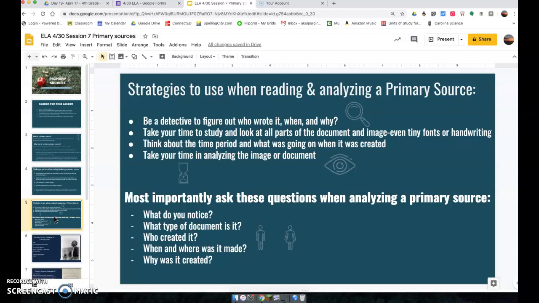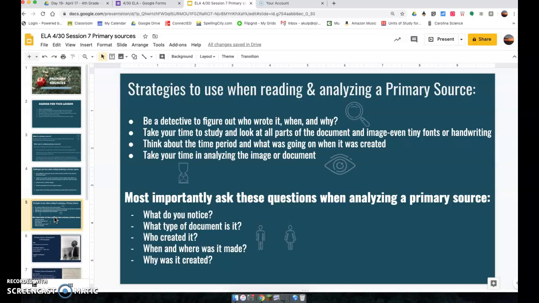Take your time, and I haven't stressed it enough, in analyzing the image or document, okay? It's not like you can just read a few sentences, grab the information and jot it in your notes. You need to actually analyze and study this primary document before you go to jotting your notes.